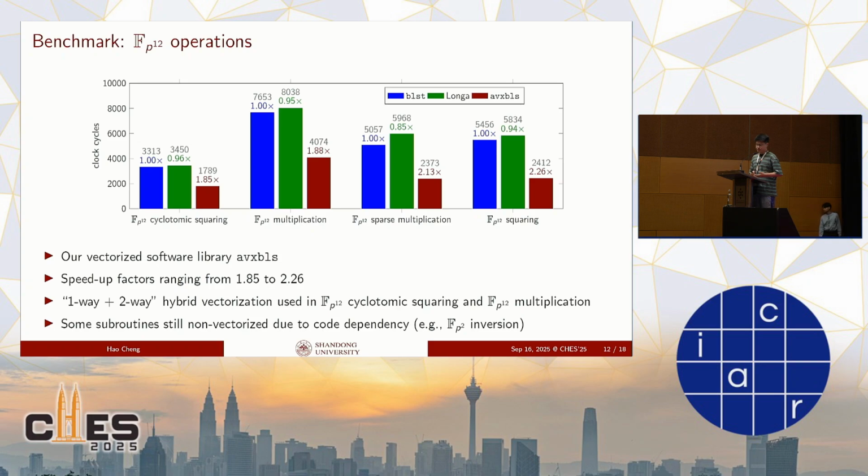We also developed vectorized implementations for the FP12 sparse multiplication and FP12 squaring. Then we benchmarked the scalar and the vector implementations on our isolated core CPU. Our vectorized software library is called AVX-BLS. From the graph, we can see the speedup factors of our vectorized implementation range from 1.85 to 2.26. As described before, we use this hybrid vectorization for some operations. Notably, some subroutines are still non-vectorized due to code dependency, for example, the FP2 inversion.